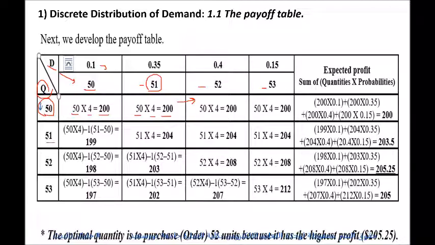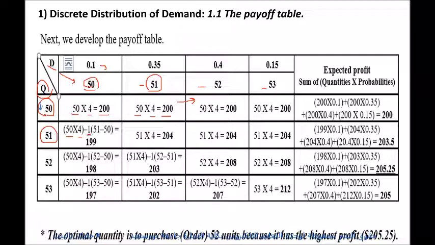Next, if you have 51 and the customers need 50, you only sell 50, exactly what the customers need, with profit 4, so the profit will be 200, and the difference between 51 and 50, which is 1, is a loss. Why loss? Because you have more than the customers need, so you have loss here.